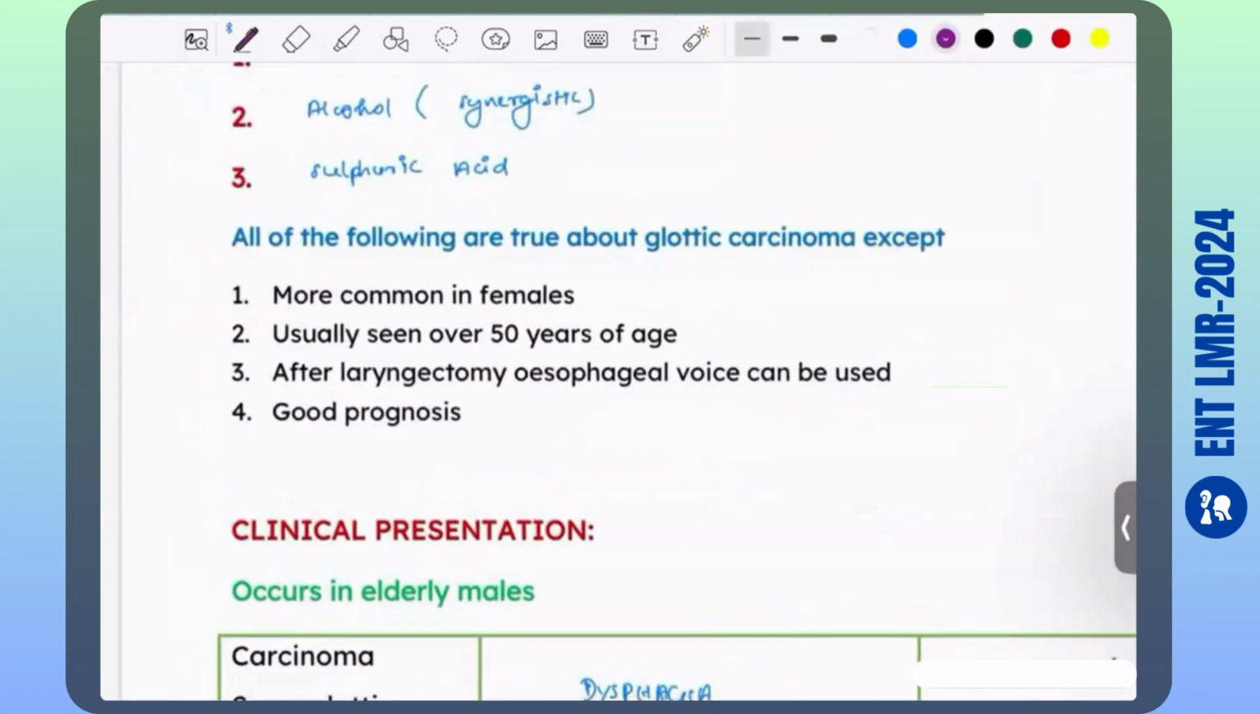It is more common in males, not females. It is usually seen over 50 years of age. Glottic carcinoma has a good prognosis, because once removed, it will not recur. That statement is not true. It's not more common in females, it's more common in males, usually seen around 50 years of age, with smoking, tobacco, everything.